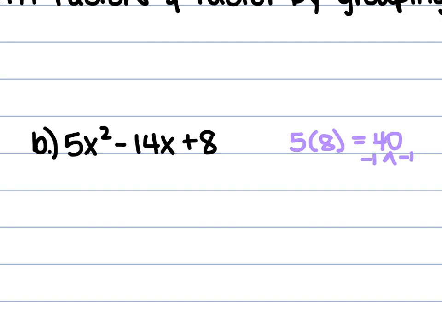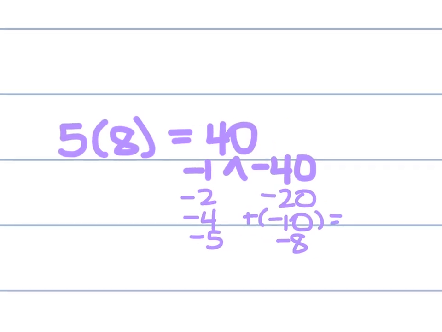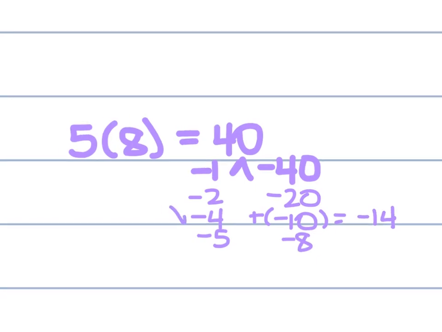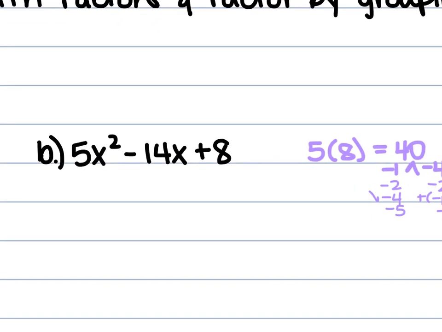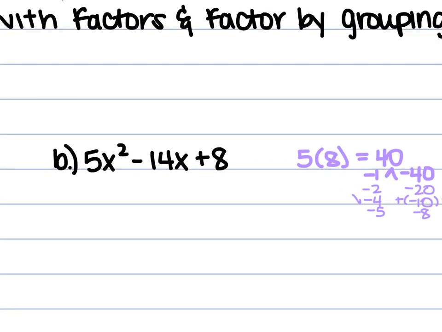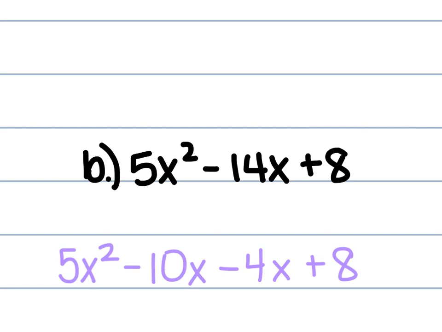So we're going to have a negative 1 and a negative 40, a negative 2 and a negative 20, a negative 4 and a negative 10, a negative 5 and a negative 8. So the negative 4 plus the negative 10 is going to give us that negative 14 that we're looking for. So we're going to use those two factors when we rewrite this polynomial. So I'm going to rearrange these so that my terms that are together, that are going to be in the same parentheses, we can actually divide out something from both of them. So we're going to start with the 5x squared. I have a negative 10x and a negative 4x, as well as that 8.